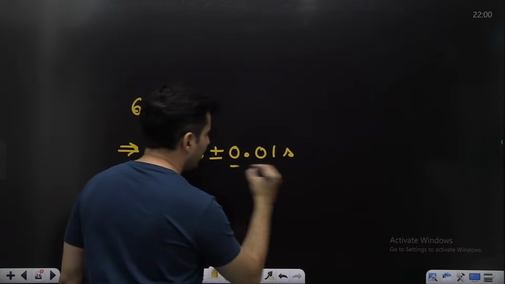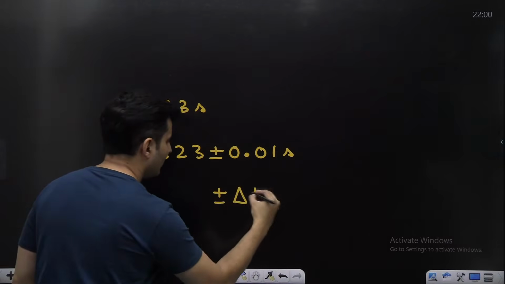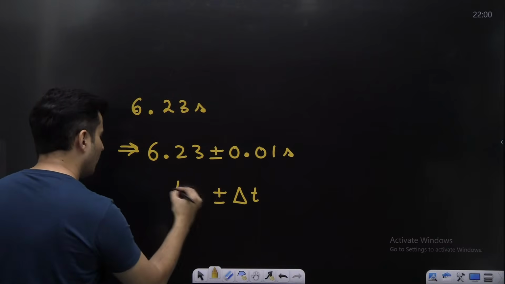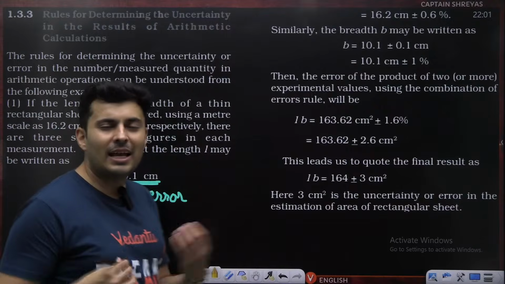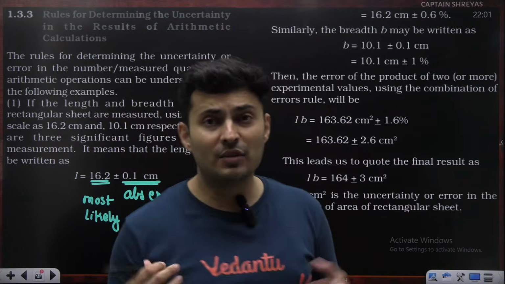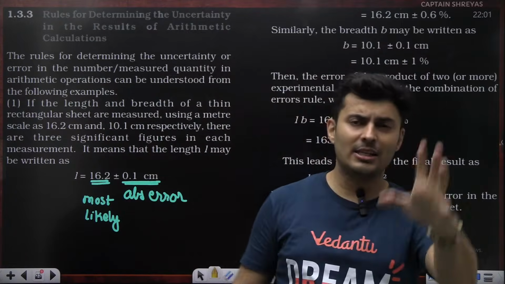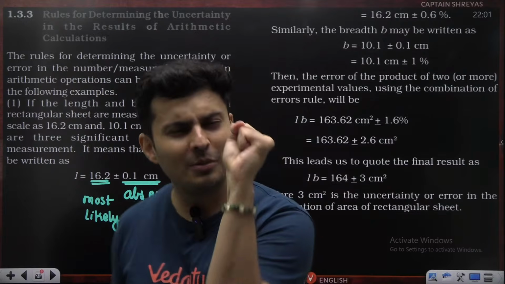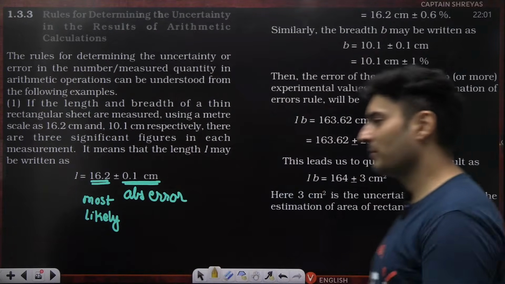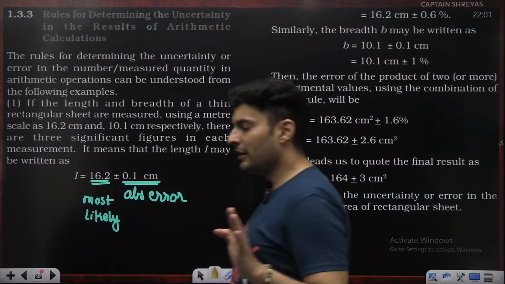This is your absolute error, plus minus delta t, and this is the most likely value. So length will also be L plus minus delta L. Mass will be M plus minus delta M. Force will be F plus minus delta F. Delta stands for that uncertainty, and F stands for that most probable value. Okay. Till this point, everybody clear?